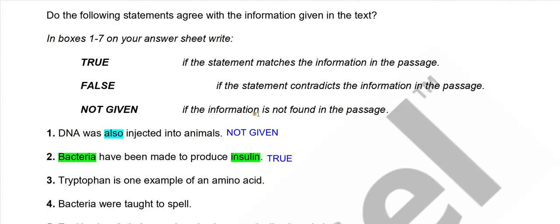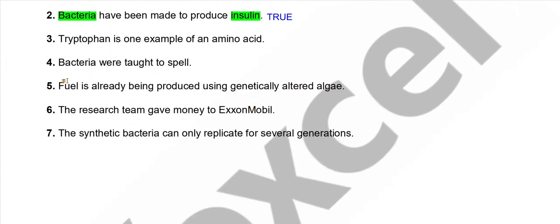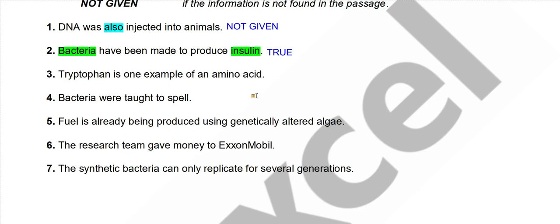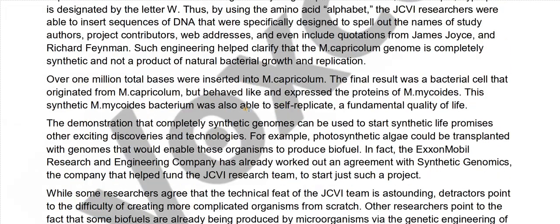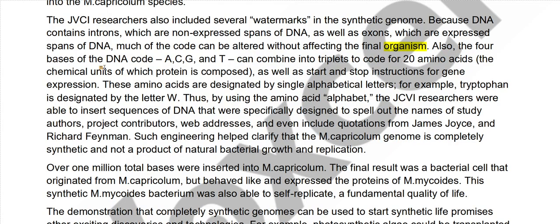So instead of going further, let me read the question. Bacteria were taught to spell. I haven't read any information of that. Also, the four bases of the DNA code, A, C, G, and T, can combine into triplets to code for 20 amino acids. Okay, here is a particular word, amino acid. So now we will see here, as well as start and stop instruction for gene expression.